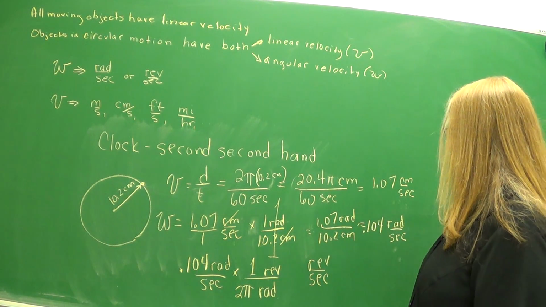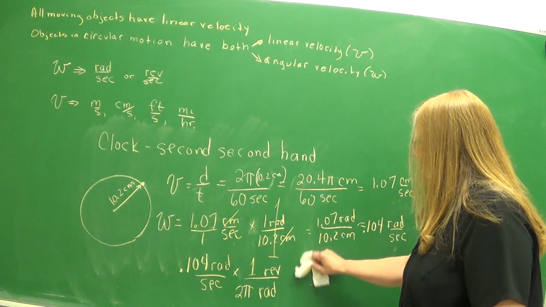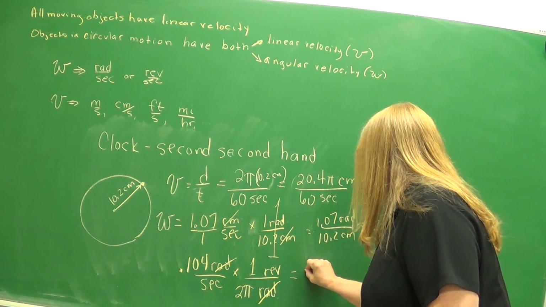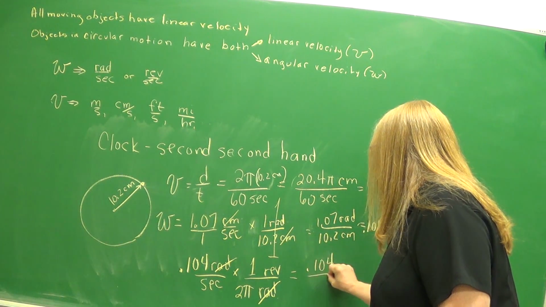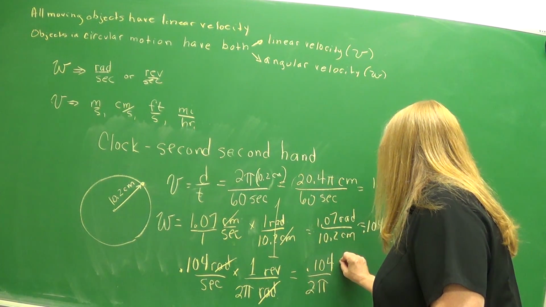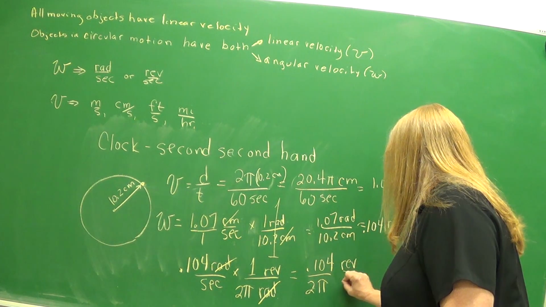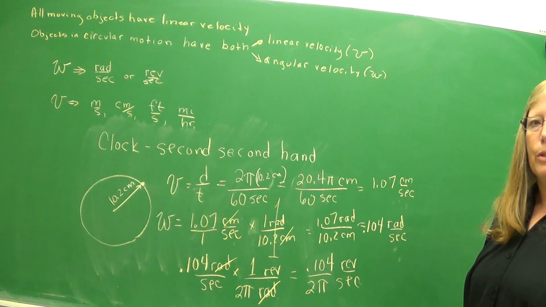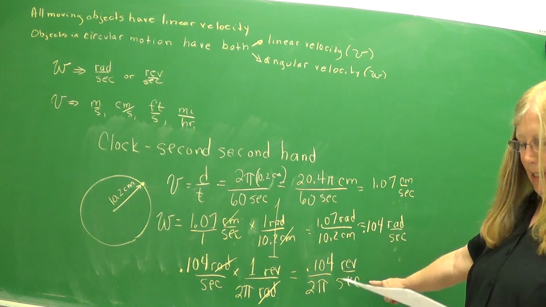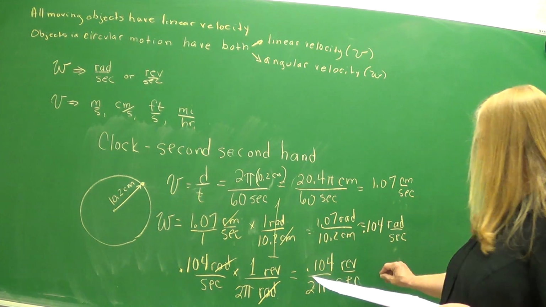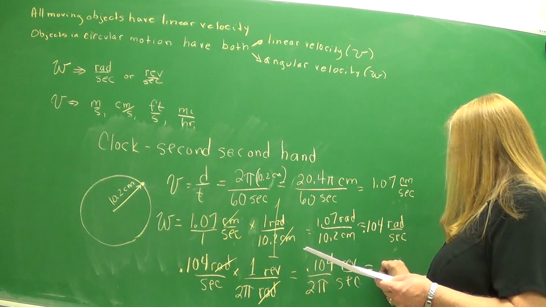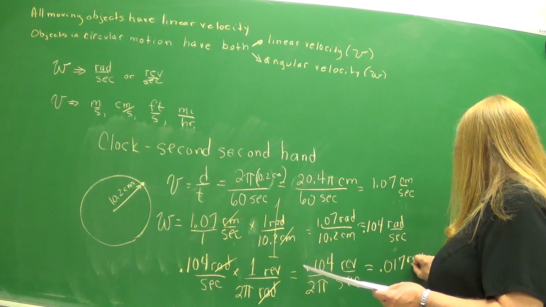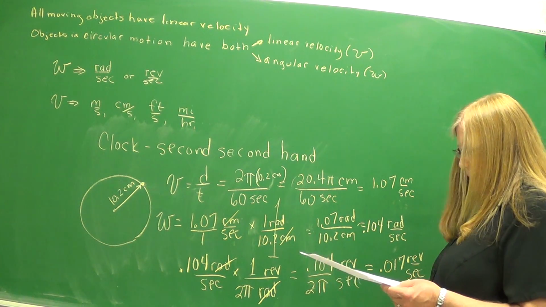So when I multiply that out, radians is canceling, and I'm going to get 0.104 on the top, 2 pi on the bottom, and that is in revolutions per second. 0.104 over 2 pi revolutions per second. And when I divided that on the calculator to clean it up a bit, I got 0.017 revolutions per second.